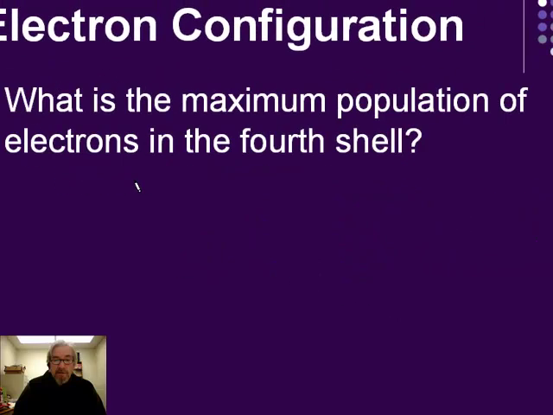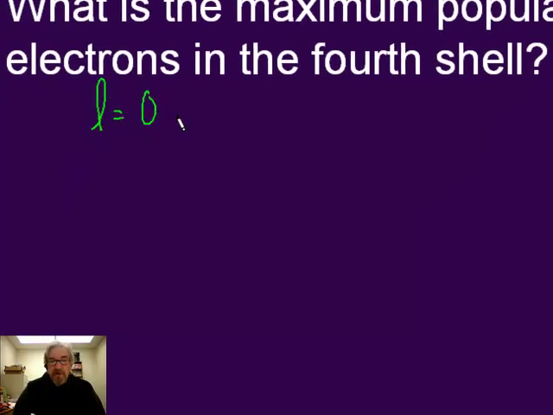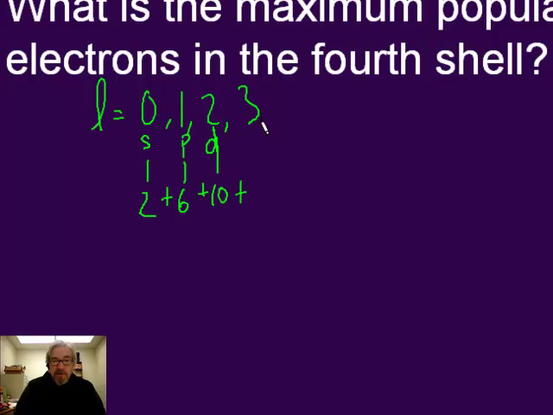So what's the maximum population of electrons in the fourth shell? Well, in the fourth shell, when N is 4, L can be 0, 1, 2, or 3. That's an S sublevel, which can contain 2 electrons, plus a P sublevel, which can contain 6 electrons, plus a D sublevel, which can contain 10 electrons, plus an F sublevel. And F sublevels have 7 orbitals, so that means 14 electrons. So if you add up 14 and 6, that's 20, and 10 more is 30, and then 2 more is 32.